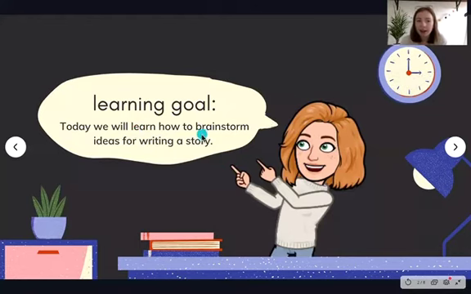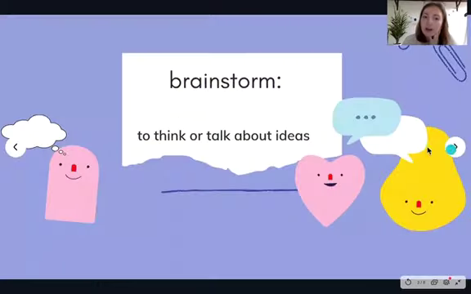Our learning goal today is that we will learn how to brainstorm ideas for writing a story. What does brainstorm mean? That's kind of a silly word, brainstorm. When you brainstorm, you are thinking or talking about ideas. You can brainstorm all by yourself. You can think in your head, what would be a fun idea to write a book about? Or you can brainstorm with a friend, somebody in your class, your teacher, somebody in your home.